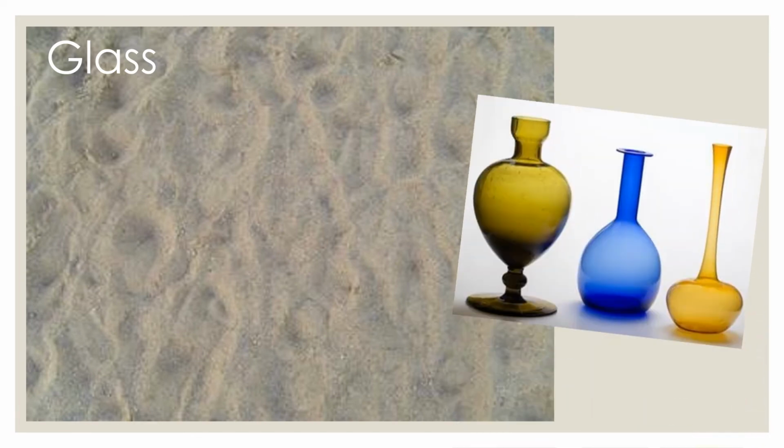Glass is also made in factories. It is made from sand and chemicals. This mixture is melted and shaped to make a range of different objects.